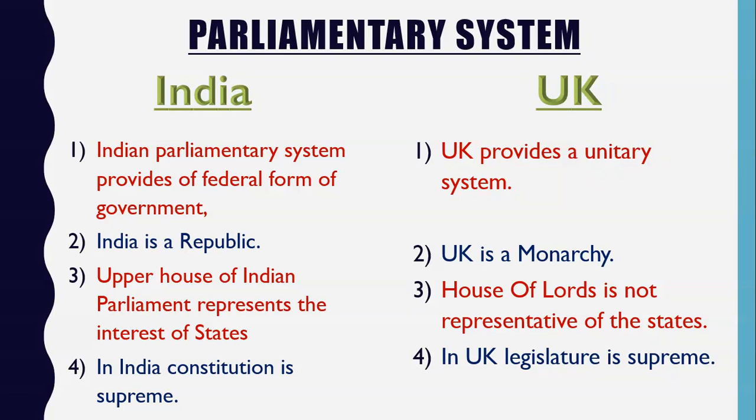Okay. Now friends, India is a republic, but the UK is a monarchy. Now what is a republic and what is a monarchy? So republic means the head of the state is elected. The head of the state is not hereditary. In India, the head of the state is the President of India. So the post of the President of India is an elected post. It is not a hereditary post.